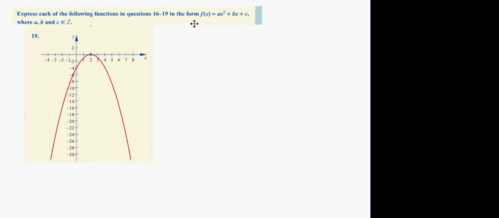Express each of the following functions, questions 16 to 19, in the form ax squared plus bx plus c. Now, the first thing I'm noticing is it's an n-shaped curve. An n-shaped curve means a has to be a minus number. So a is minus. I know this because it's n-shaped. If it was u-shaped, a would be a plus.